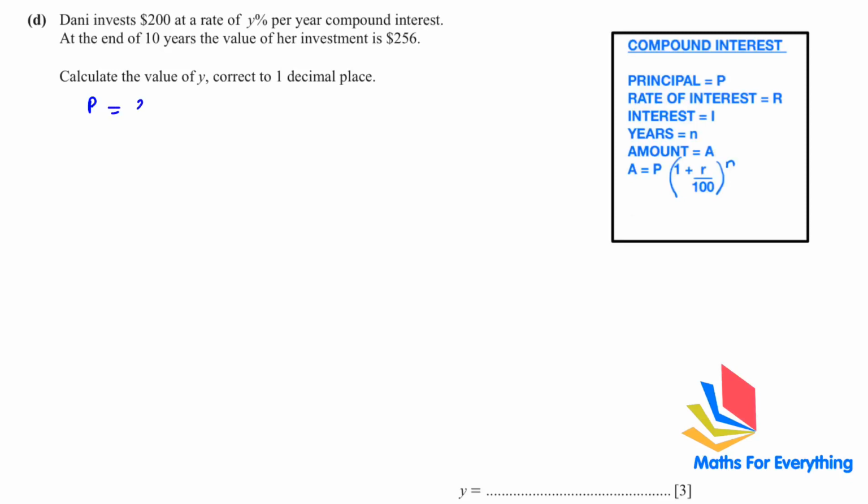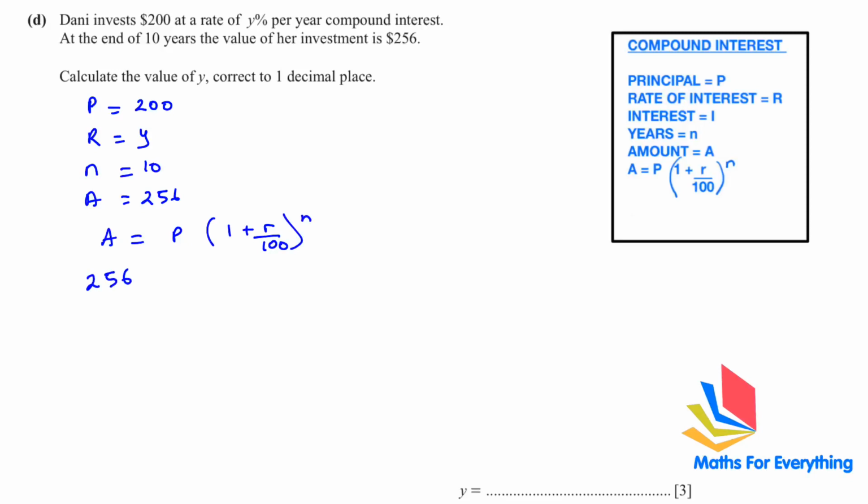Our principal is 200. Rate of interest is Y. Time in years is 10, and the amount is going to be 256. Now we are going to replace in the formula. A is equal to P times 1 plus R over 100 to the power of n. So 256 is equal to 200 times 1 plus y over 100 to the power of 10.